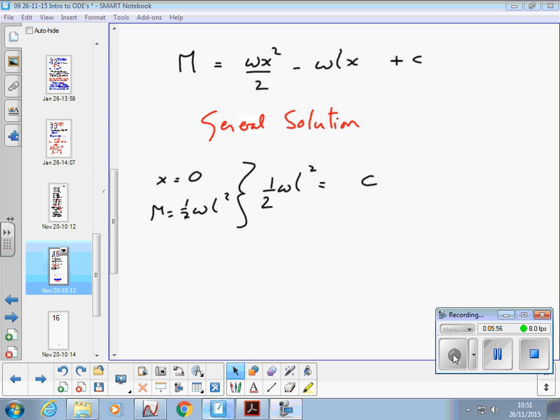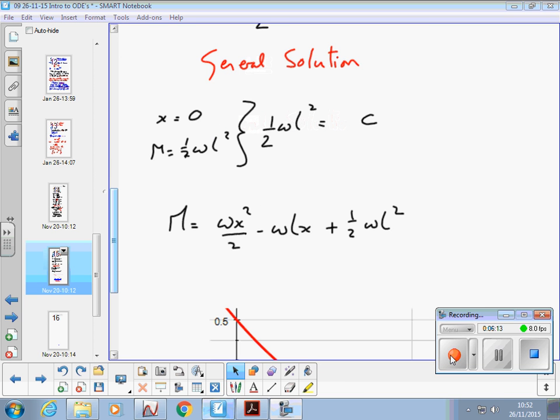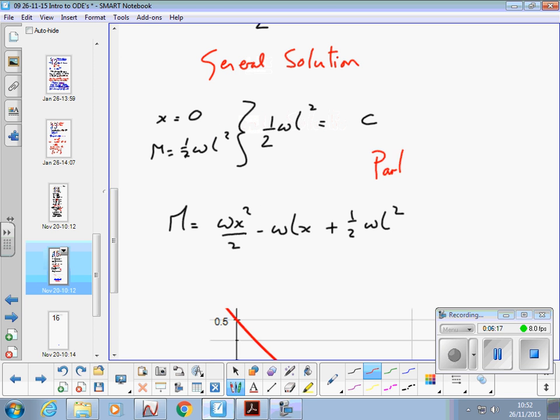So now I can write my particular solution. M equals wx squared over 2 minus WLX plus a half WL squared. So this is the particular solution. I just want to tidy it up a bit, so I'll leave a bit of room for myself here underneath.